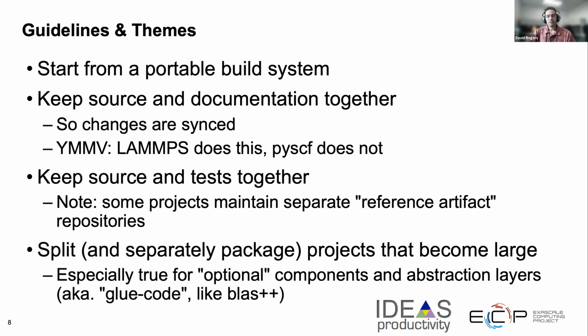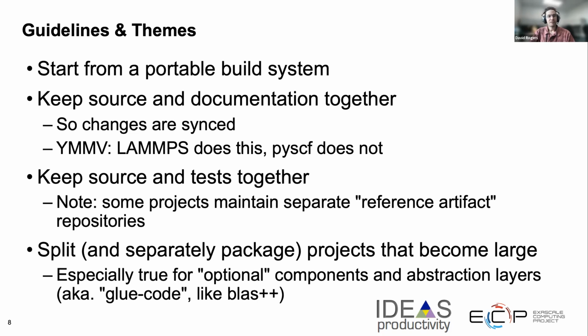As you start to build your software, and get a larger code base with more functionality, you always want to be thinking about making modular codes. And so as you build more functionality, you should always be asking the question, can I take a piece of my source code and write it as its own separate package? And this is especially true for optional components or abstraction layers or glue code.